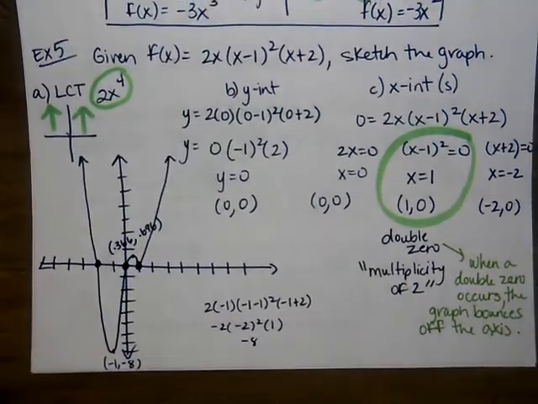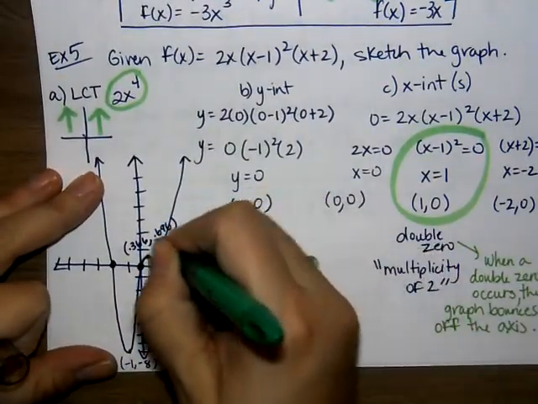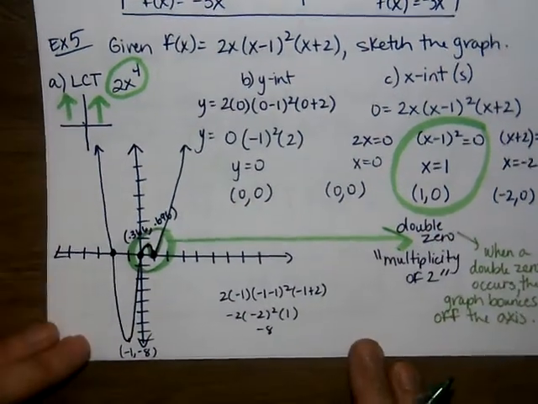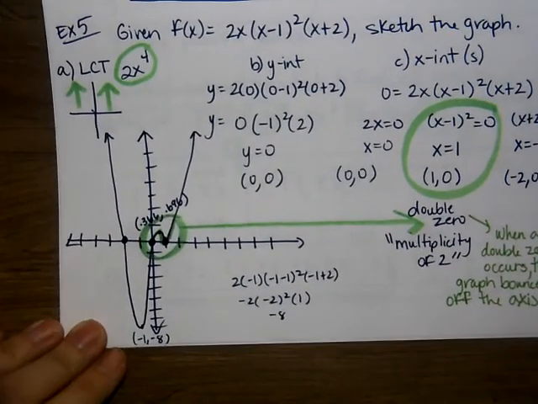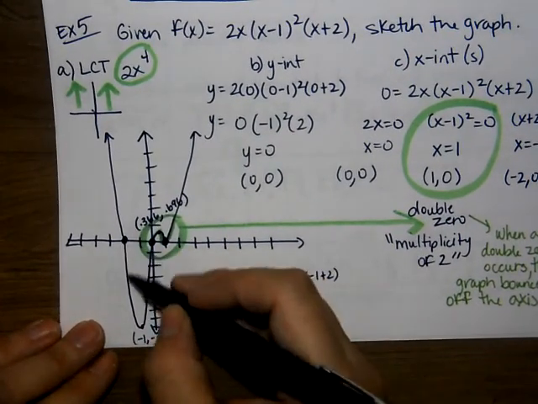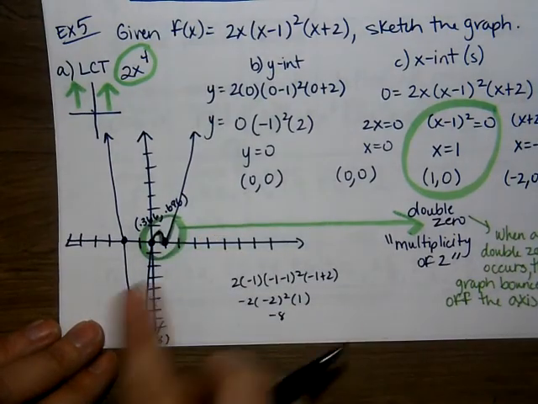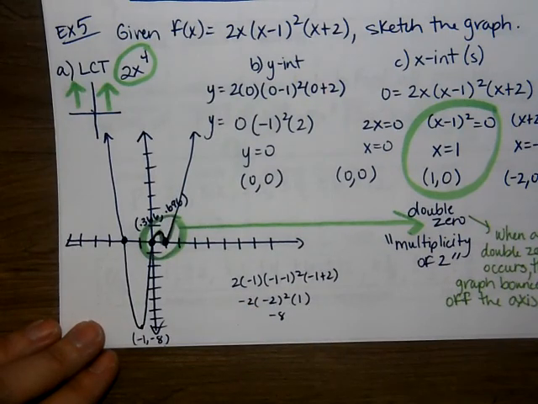So right here, I would mark this on your paper. This right here is that double 0 we see. It is that bouncing that's occurring. Notice that the other intercept crosses the x-axis. This one doesn't. Because it's a double, it bounces. Questions?